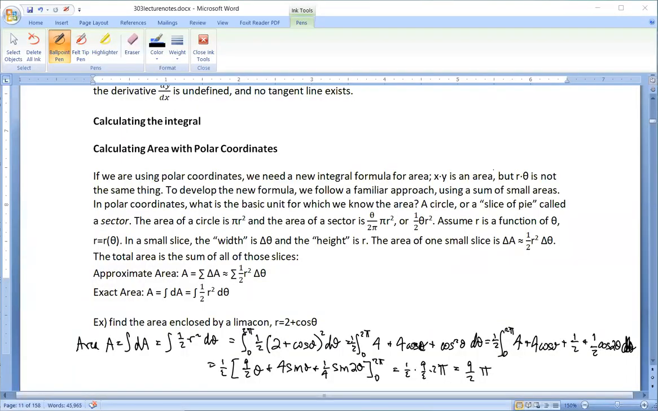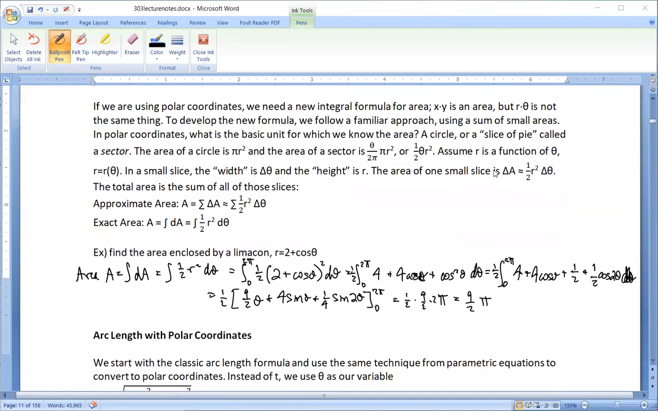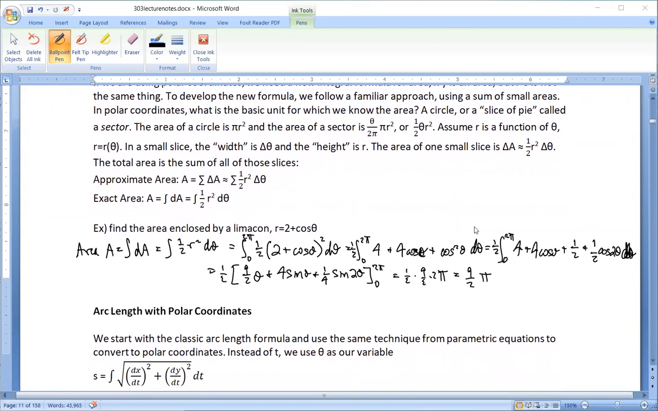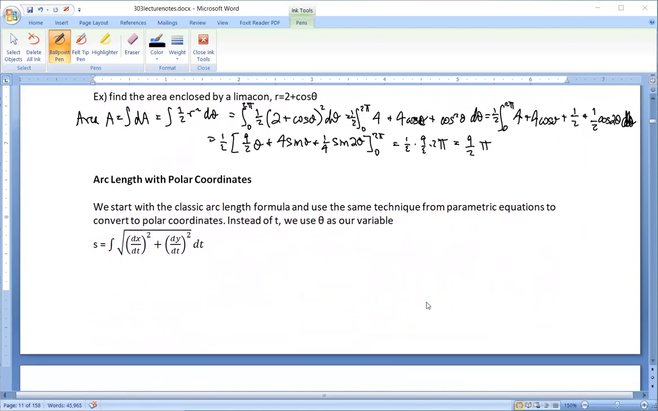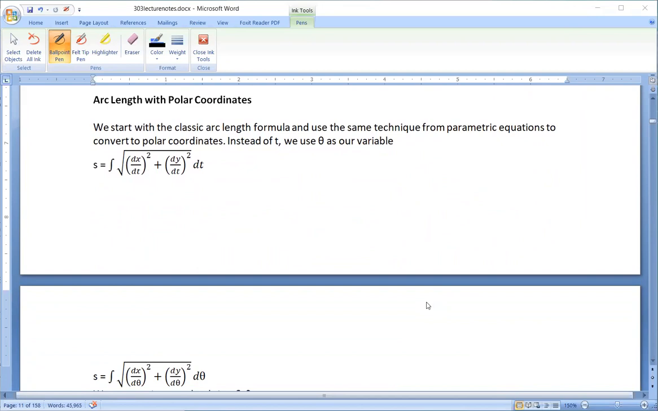More things that we can do with integrating with polar coordinates: we can figure out length. So we're going to start with the classic arc length formula, and once again we're going to use our parametric equation techniques. Remember the old arc length formula, which is the integral of the square root of dx dt squared plus dy dt squared, all that dt. Only instead of t, we just use theta. So in other words, arc length is just going to be the integral of the square root of dx d theta squared plus dy d theta squared, and then all that d theta.